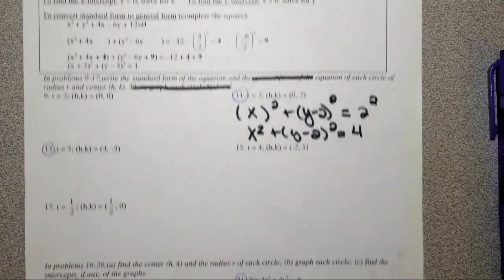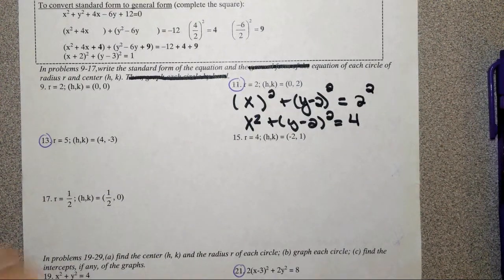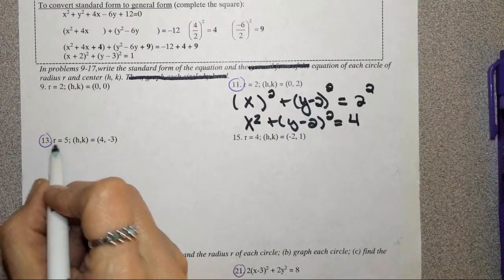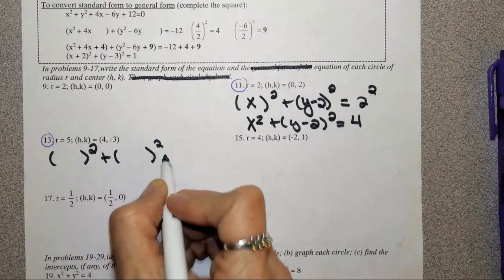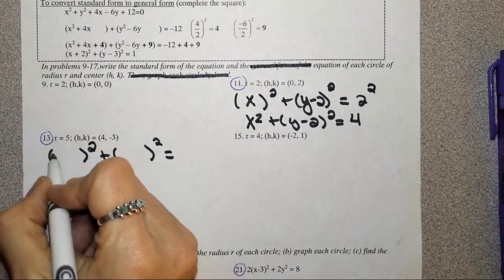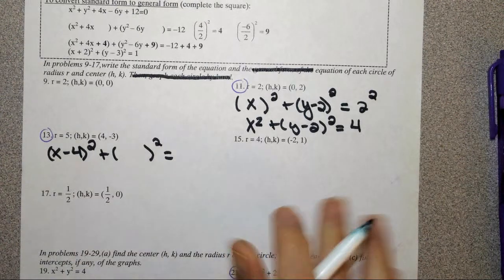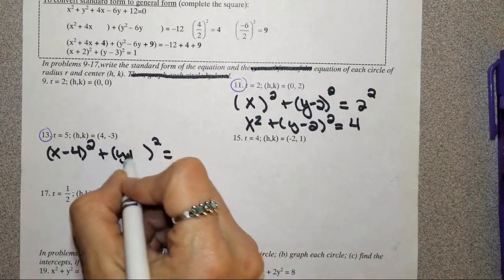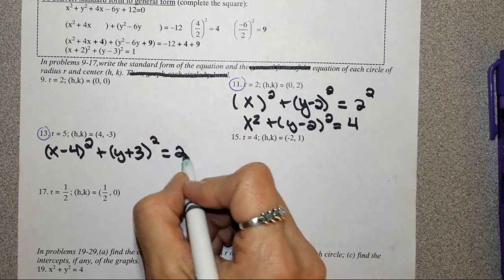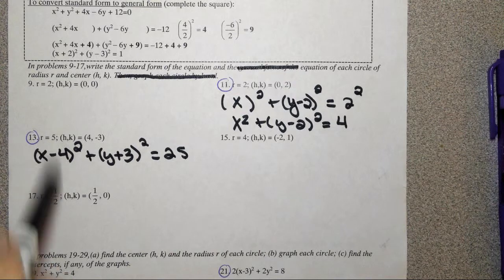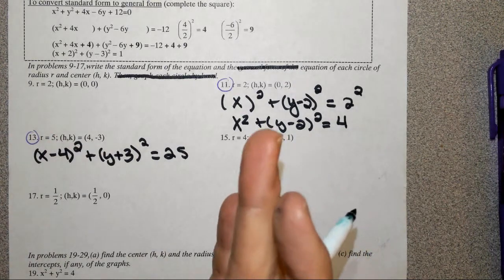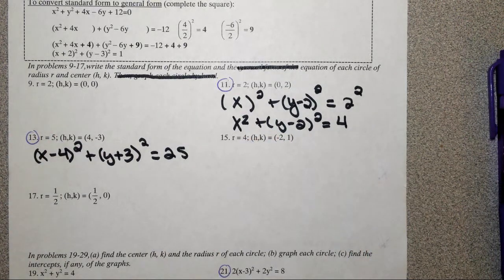Okay, let's go look at 13. On 13, did they already give me the radius and did they already give me the center? Yep, so that's good. I'm going to write it in standard form. I need parentheses. Yes. What's going to go in my first parenthesis? X minus 4 squared, perfect. Second one? Y plus 3. Nice. And what will it equal? 25. Do you think you could do the other 3? Even though 17 has a fraction, does it change the steps? No, you're just going to have a fraction. It's not a big deal.